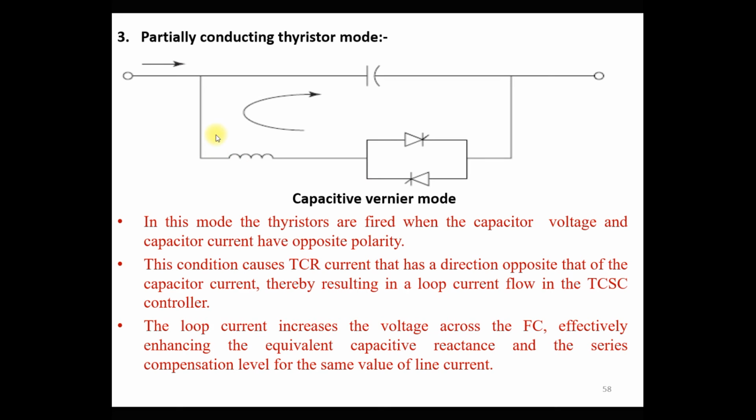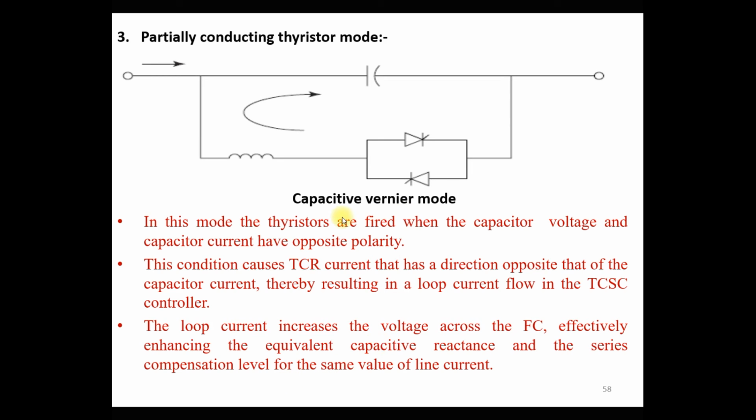And this condition causes the thyristor controlled reactor current to have a direction which is opposite to the capacitor current. So the capacitor current direction is what? In this one. So in this mode the thyristor controlled reactor current has a direction opposite to the capacitor current, and the resulting loop current flows in this TCSC controller. This loop current increases the voltage across this fixed capacitor, effectively enhancing the equivalent capacitive reactance and the series compensation level for the same value of the line current.